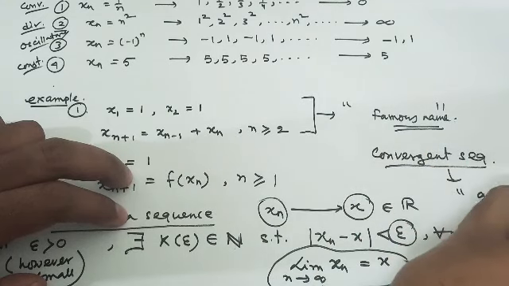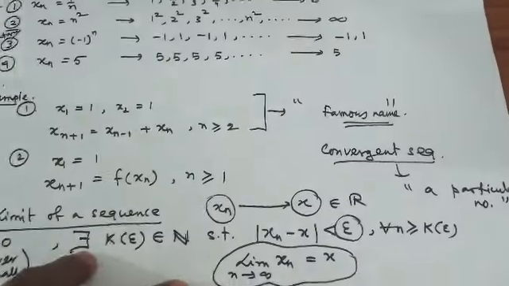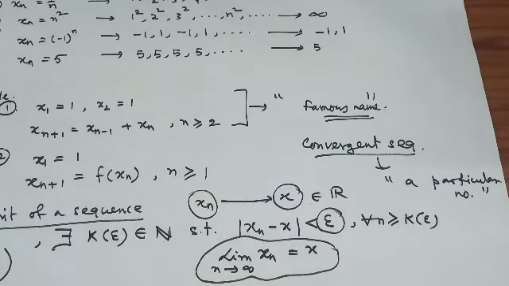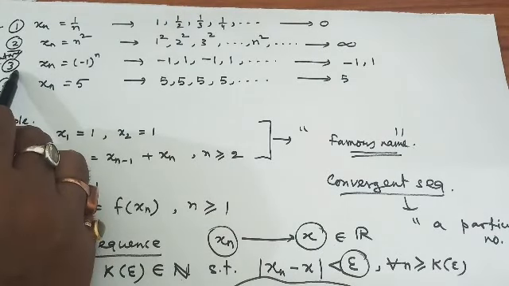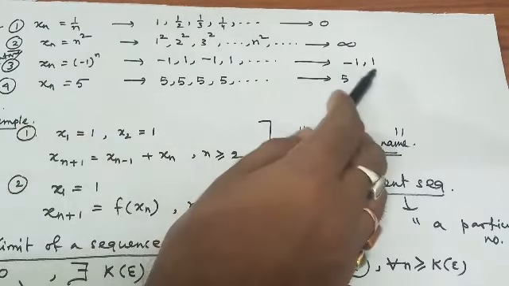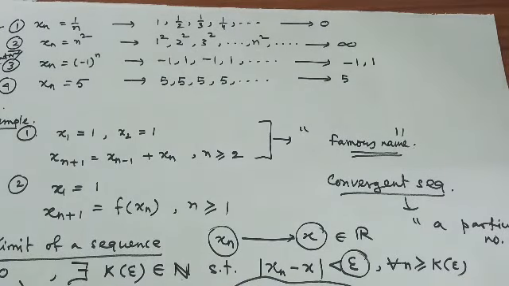A particular number. Okay, if there is more than one particular number, that is, the sequence has a tendency to go towards two numbers. Say for example we have the third one. It has a tendency to go to -1 and +1. In that case, those two numbers are basically called limit points.